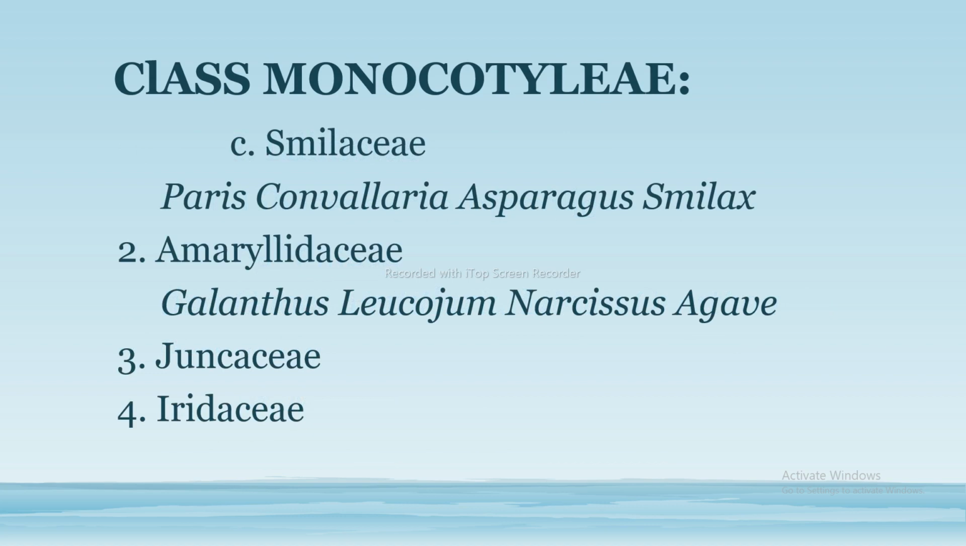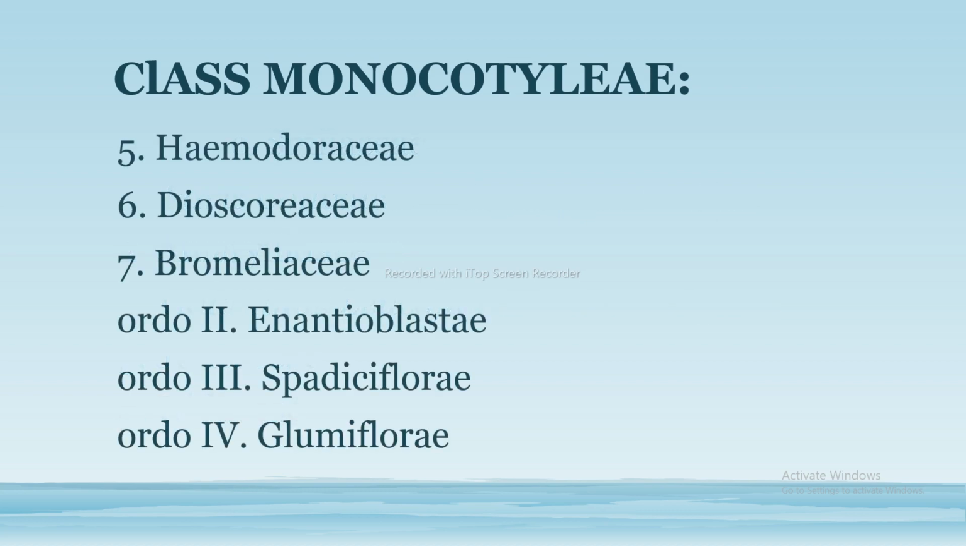Next is Smilaceae: Paris, Convallaria, Asparagus, Smilax. Second is Amaryllidaceae: Galanthus, Leucojum, Narcissus, Agave. Third is Juncaceae. And the fourth is Iridaceae. In the class Monocotyledons, fifth is Haemodoraceae. Sixth is Dioscoreaceae. Seventh is Bromeliaceae. And order 2 is Enantioblastae. Order 3 is Spadiciflorae. Order 4 is Glumiflorae.